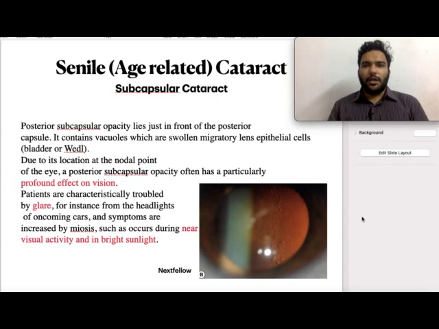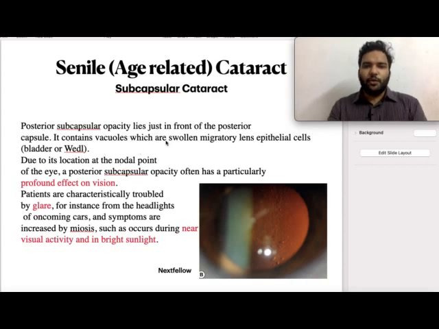Then comes our most important, senile or age related cataract. It is very common, and of that we are going to discuss subcapsular cataract. The most common is posterior subcapsular cataract. It lies just in front of the posterior capsule. That is why it's called subcapsular cataract.